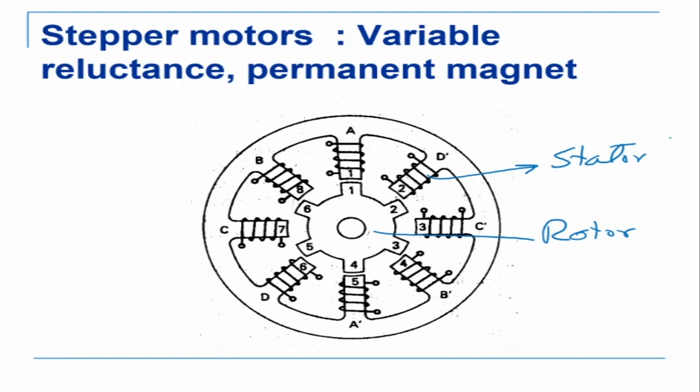Okay. The rotor has teeth, and which has windings. You can see that these are teeth on the rotor. So these are the teeth, and there are windings. So these are windings on the teeth. Okay. How does it work?